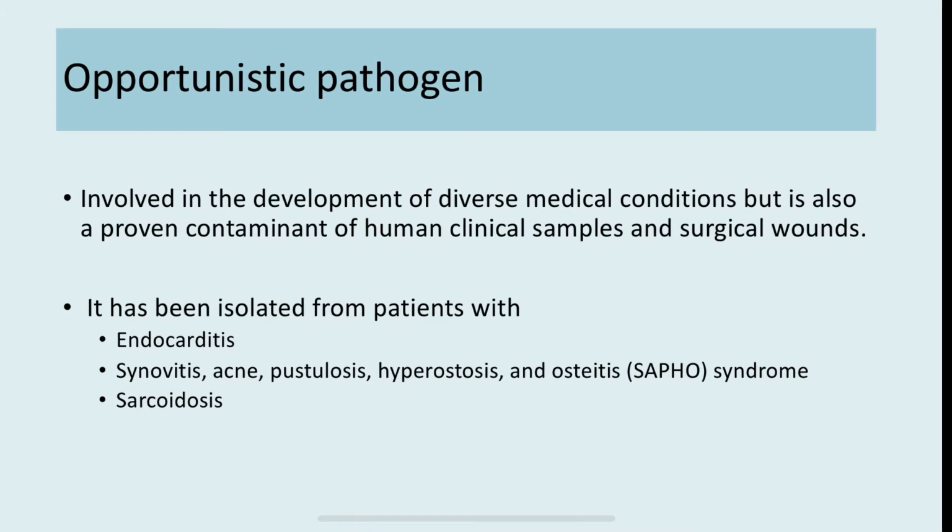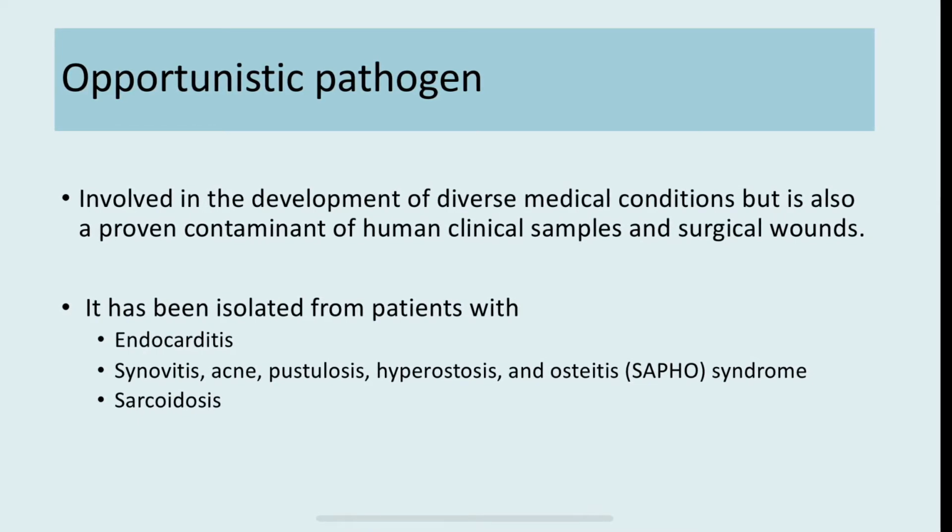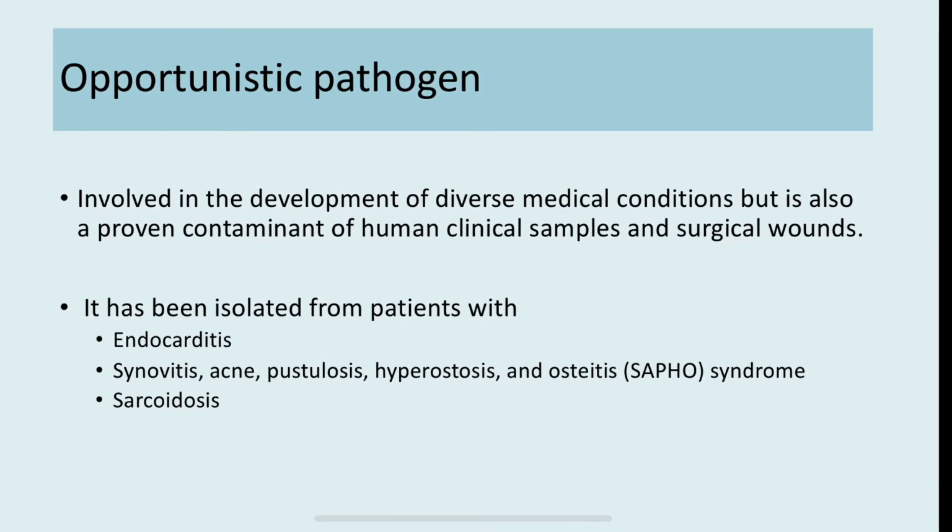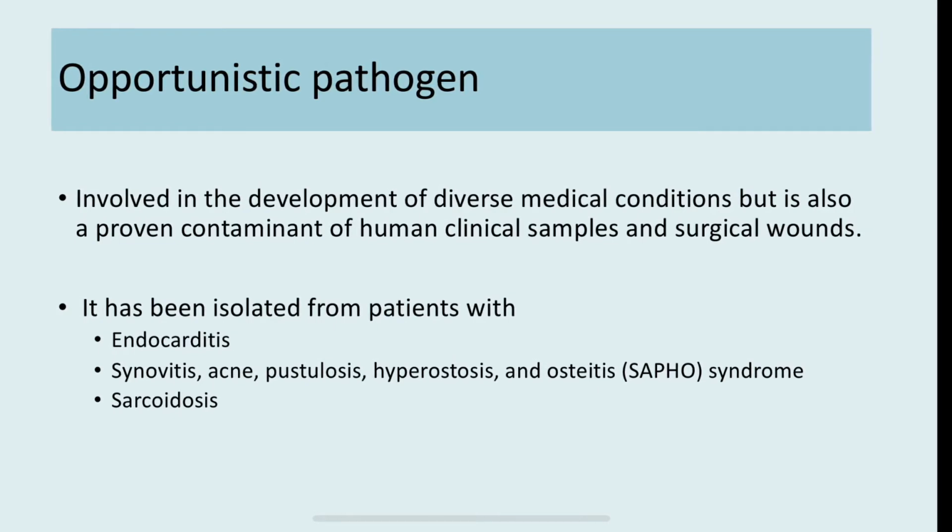And sarcoidosis, which is an inflammatory disease that affects multiple organs in the body, but mostly the lungs and lymph glands. Abnormal masses or nodules consisting of inflamed tissues form in certain organs of the body.